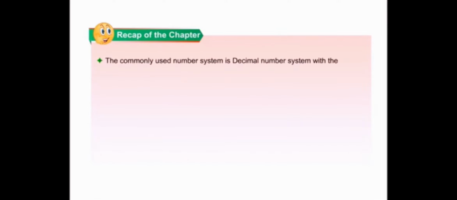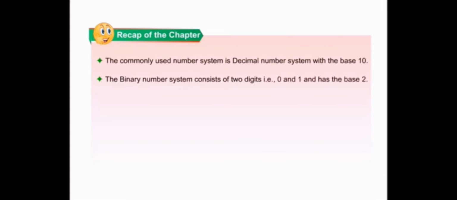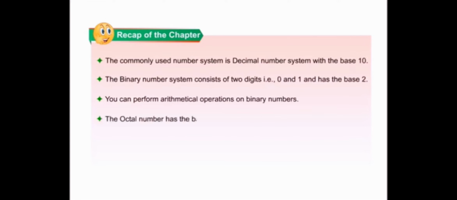Let us quickly glance through the key points discussed in this chapter. The commonly used number system is the decimal number system with the base 10. The binary number system consists of two digits, that is 0 and 1, and has the base 2. You can perform arithmetical operations on binary numbers. The octal number has the base 8. The hexadecimal number has the base 16.